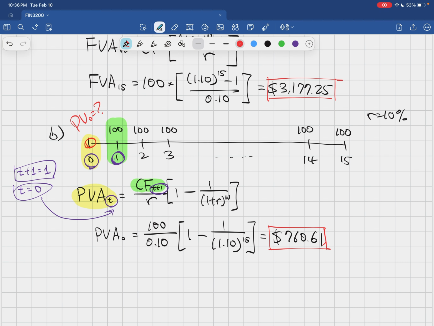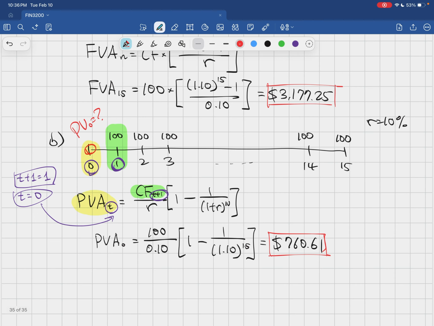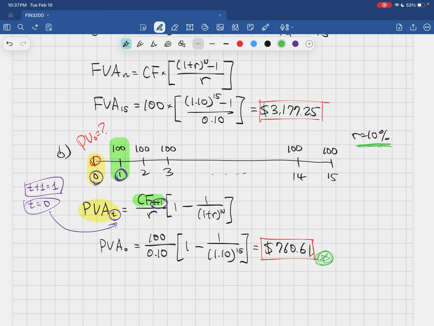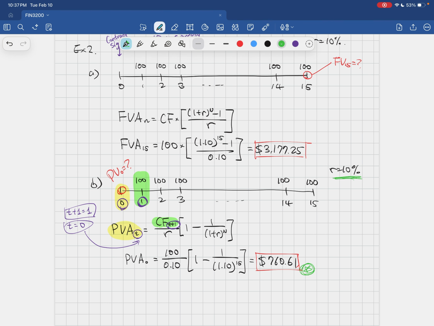This just means if you have an account that gives you a 10% return, and you put $760.61 into your account at time 0, you'll be able to withdraw $100 every year for the next 15 years. And another way to do part B is as follows.